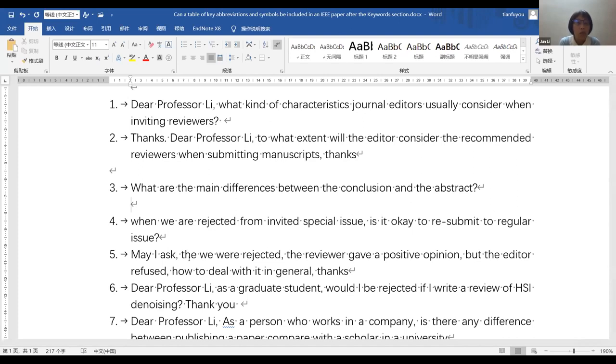For the third question, what are the main differences between the conclusion and the abstract? This is a good question.